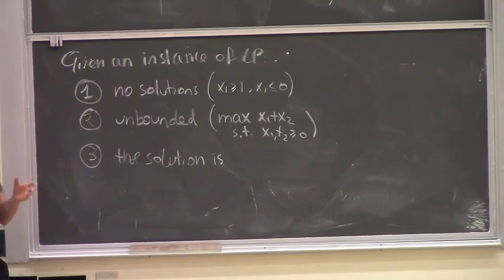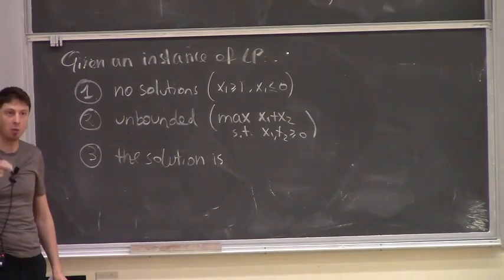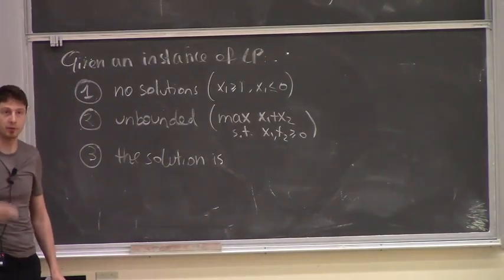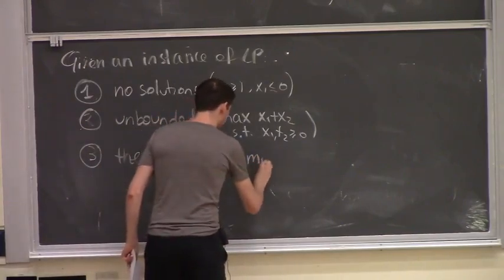Could it be that I have a solution that is somewhere in the middle? No, because you could just keep moving in the direction that you should be moving. So the solution should be somewhere on the boundary. What type of boundary should it be on? If you look at the vertices, you will always find an optimal solution among them. So the solution is among the vertices.